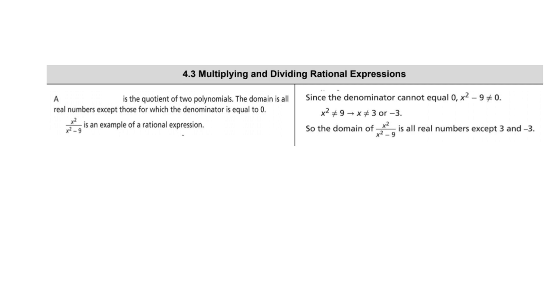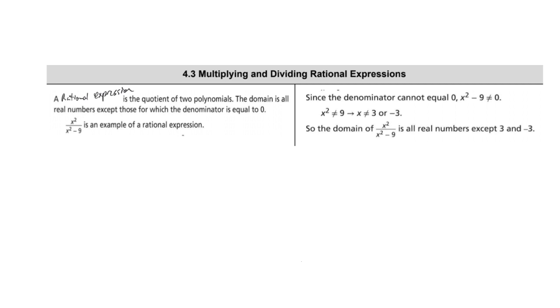Okay, so again, a rational function, or a rational expression, I should say, is the quotient of two polynomials, right? The domain is all real numbers except for which the denominator is equal to 0. So remember, a denominator cannot equal 0, and it's, again, the ratio of two polynomials.